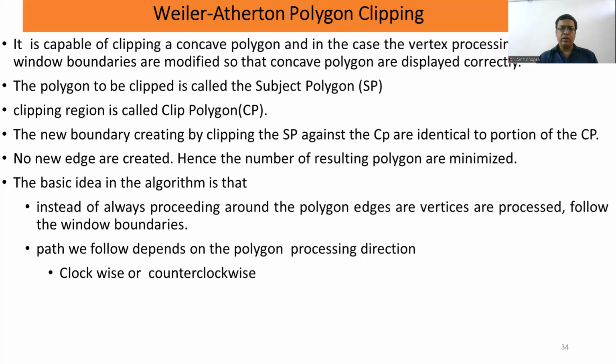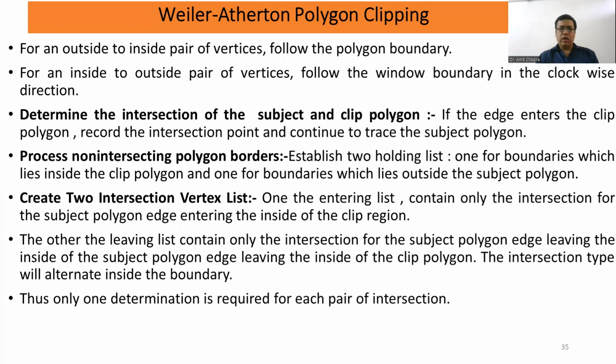The basic idea in the algorithm is that instead of always proceeding around the polygon edges, vertices are processed, following the window boundaries. The path we follow depends on the polygon processing direction, which may be clockwise or counterclockwise. For an outside to inside pair of vertices, follow the polygon boundaries. For an inside to outside pair of vertices, follow the window in the clockwise direction. So there will be different scenarios: determine the intersection of the subject and clip polygon. If the edge enters the clip polygon, record the intersection point and continue to trace the subject polygon.